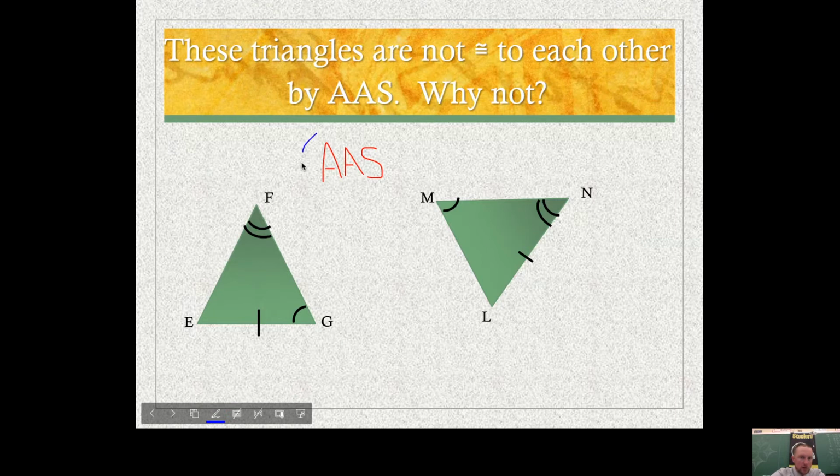Remember, there's two pairs of non-included sides. This one touches an angle with no arcs and one arc. The one over here that touches an angle with no arcs and one arc is this side. You would need that congruent slash mark to be on this side for them to be congruent by angle, angle, side. The congruent sides that are non-included do not correspond. They don't correspond.